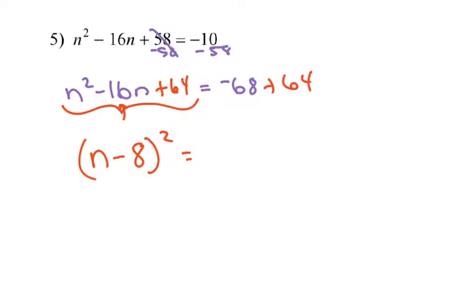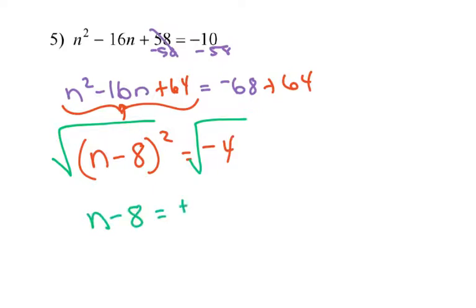And then on the right-hand side, I've got negative 68 plus 64, which is negative 4. Okay, so this one, you might be able to see, is going to bring up a whole other issue. So I'm going to take the square root of both sides, and I'm going to have n minus 8 is equal to plus or minus, what is the square root of negative 4?